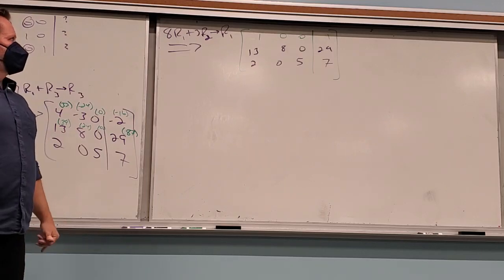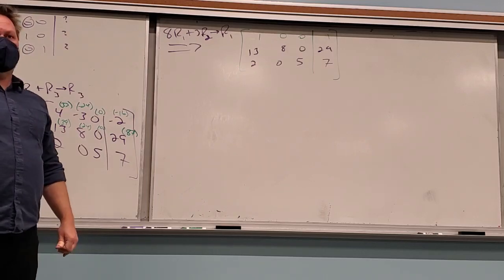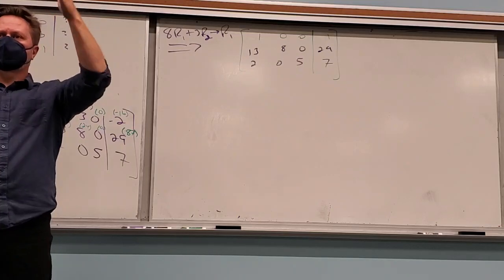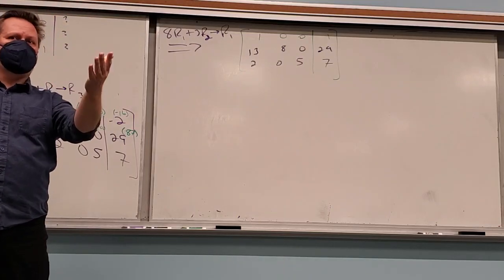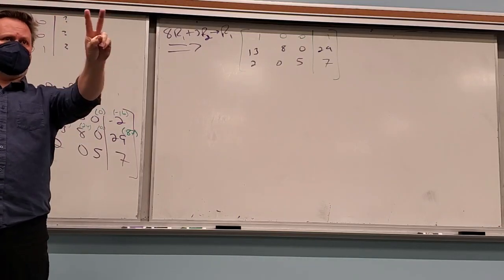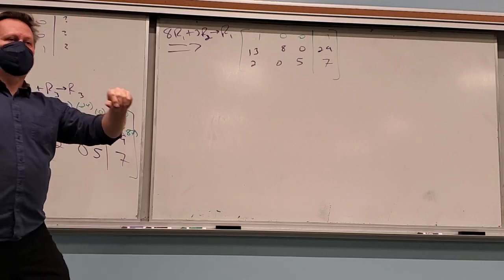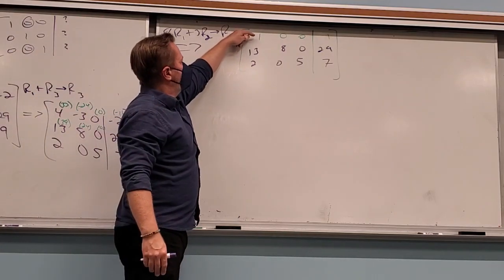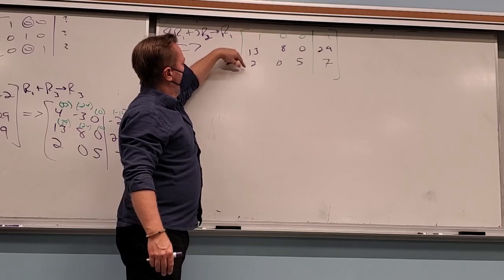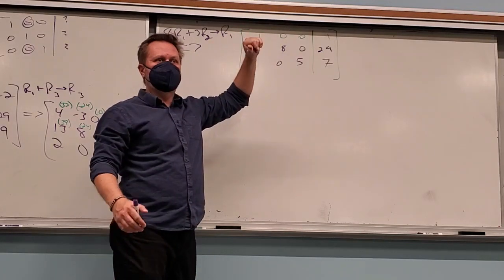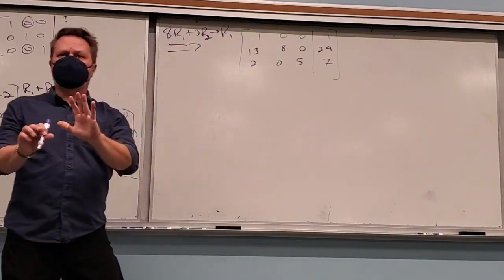Okay. Why is that first column so great? That's the only column I have left to do, correct? The other two columns have their two zeros in them. This column is so great because I can make the one become whatever I need it to be, right? So here's what I'm going to try to do, two things at once.